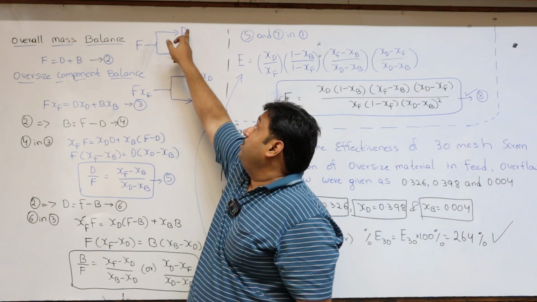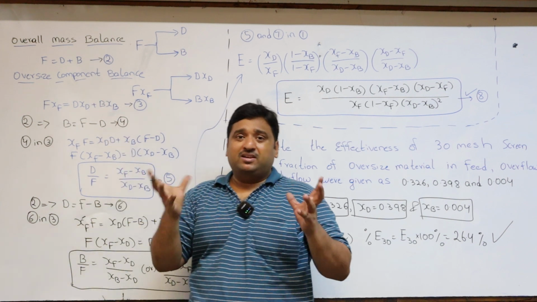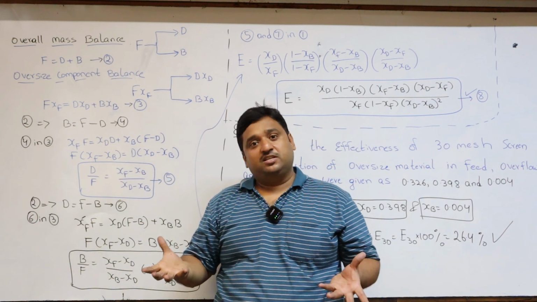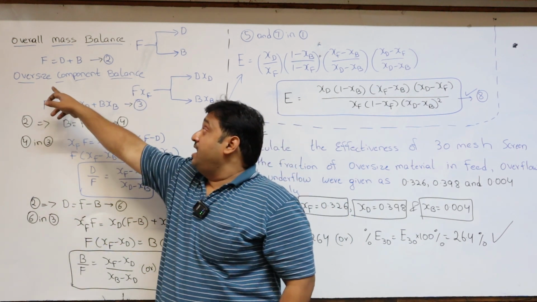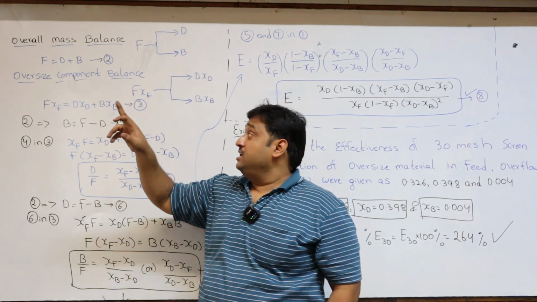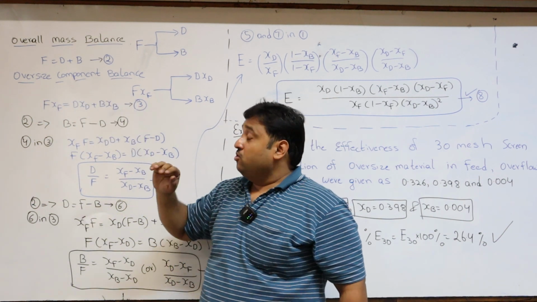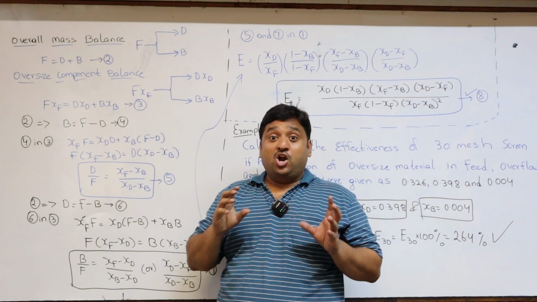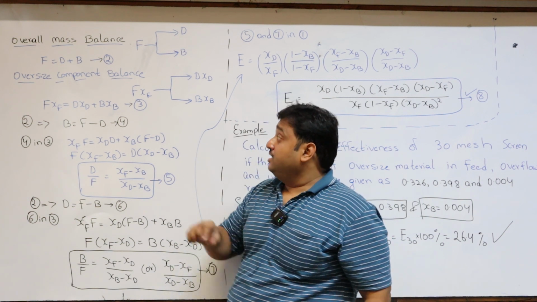F equal to D plus B. That's called the overall mass balance. Overall mass consists of bigger size particles as well as smaller size particles. And the second balance is the oversize component balance. Component balance means now I'm not talking about the total mass, I'm talking about only the bigger size.